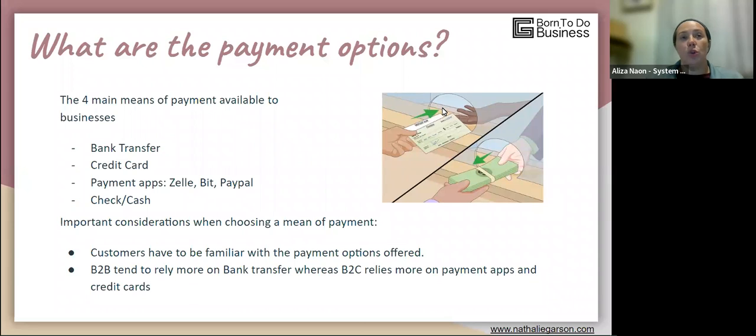You also need to look at what is done in your market or in your industry. It's difficult to go completely against the flow. So if you are in a B2B type of business, a business to business, the majority of transactions are bank transfers, probably because the amount of the transaction is usually higher than in B2C, business to customer. Business to customer transactions rely more on payment apps or credit cards.